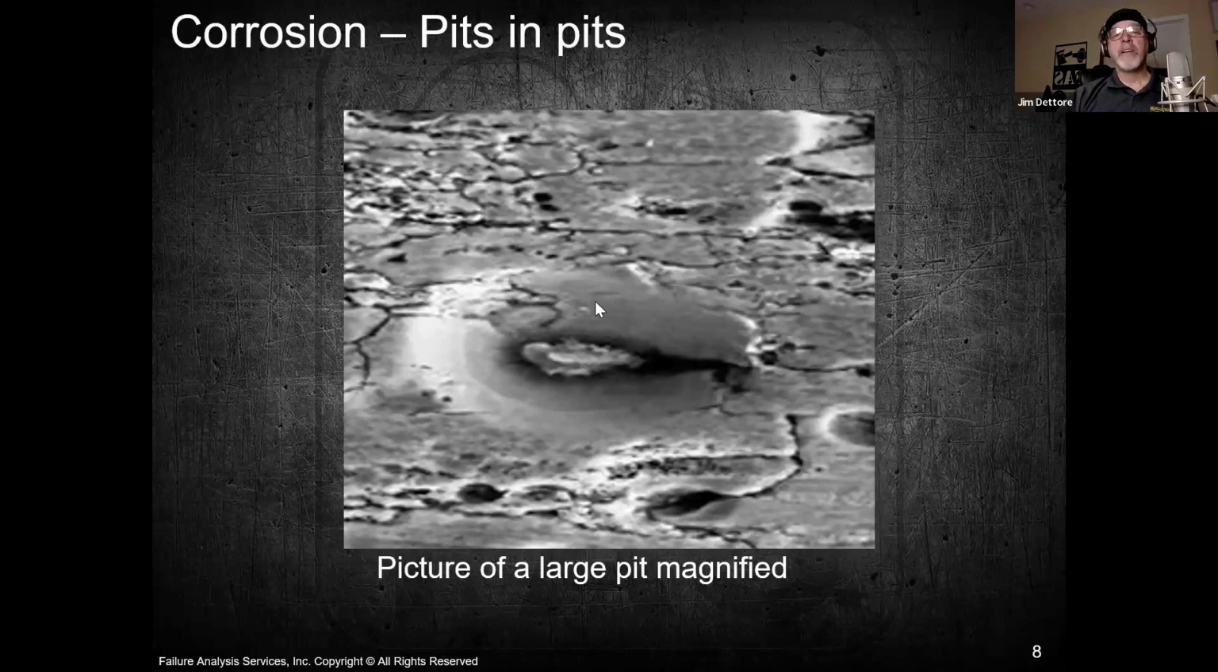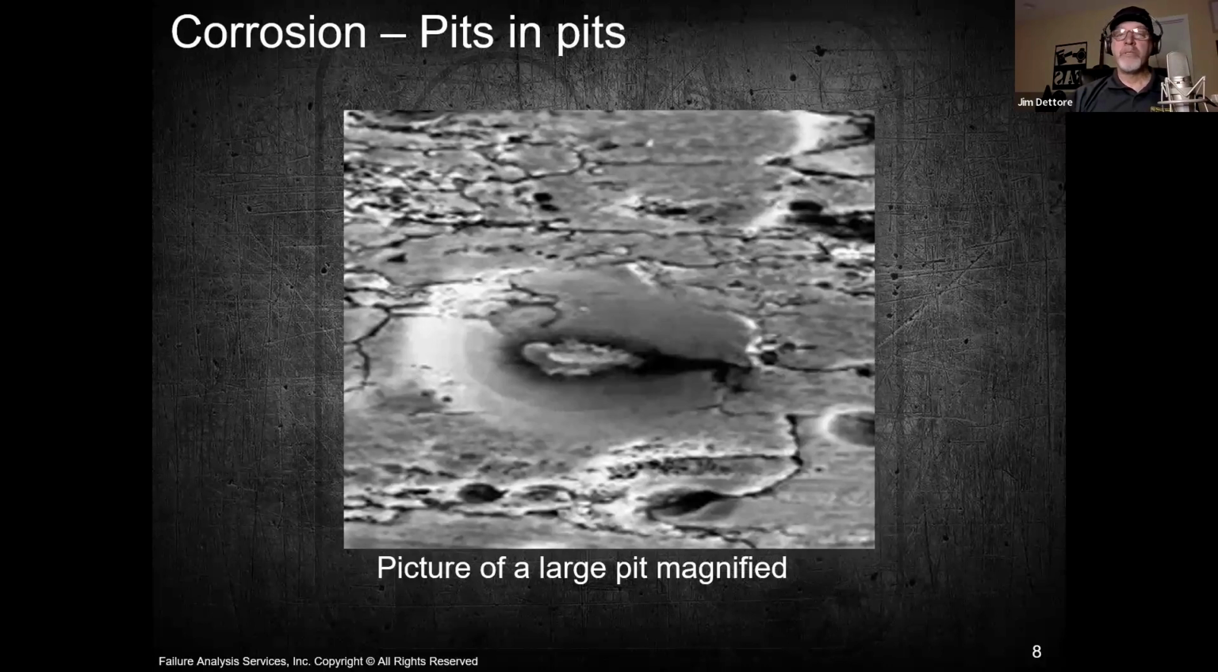And if you increase the magnification, you'll actually see smaller pits forming inside of these because the corrosion is continuing, right? So when we talk about, is it corrosion? Well, we teach, look at it closely. If you see pits inside of pits inside of pits, then it's corrosion, and you need to figure out why.